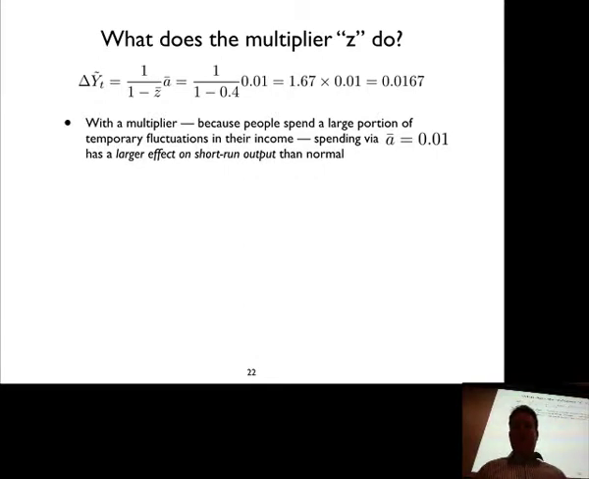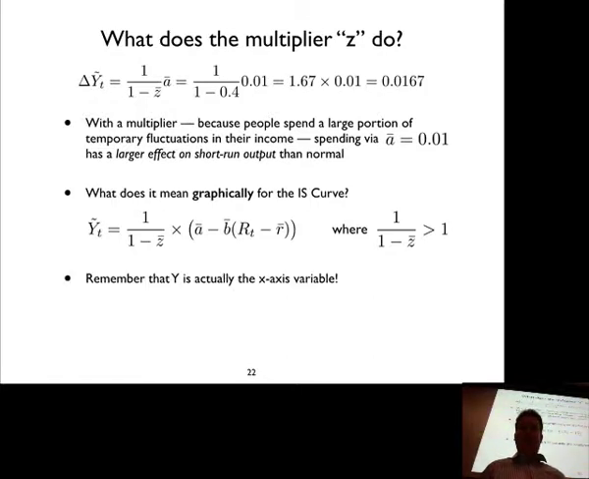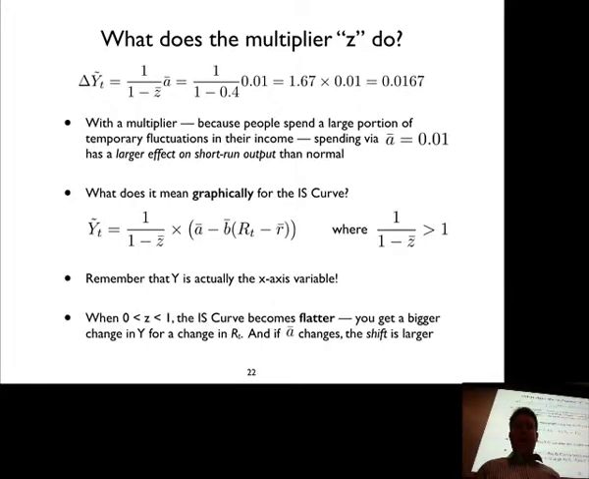Now, the challenge is, graphically, this is the real head-scratcher. What does this mean graphically for the IS curve? And the problem is that Y tilde is actually the horizontal or x-axis variable. And so with a scant amount of time remaining, let me just jump to the punchline here. You might think that the multiplier being bigger than 1 increases the slope or steepens the IS curve, and in fact, it just does the reverse. The IS curve becomes flatter.